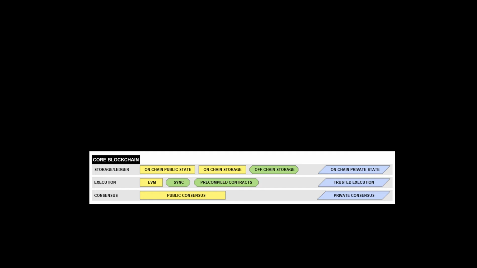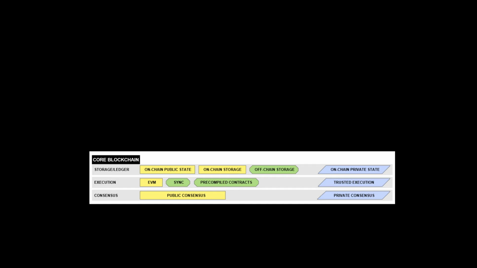And moving up, we have the on-chain public state. This is the state associated with addresses in the public Ethereum network and their balances, but also smart contracts, the state associated with them and how that evolves over time. Then there's also the storage that's used, so this is again smart contracts storing data that resides on the blockchain.